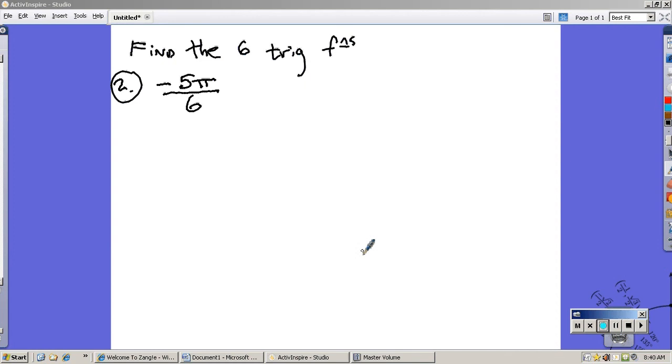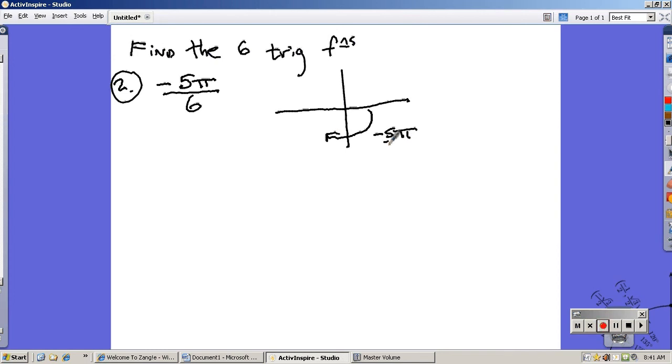This is Math 142 Practice Test 1, question number 2. We're supposed to find the 6 trig functions for this rotation, this angle. So it's negative 5 pi over 6. A negative rotation is going to go this direction. So negative 5 pi over 6.